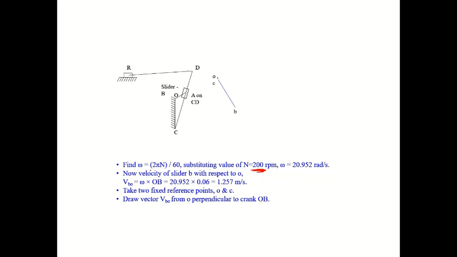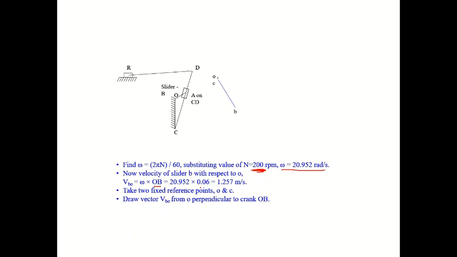Crank OA angular velocity is 2 pi N by 60, and we got the angular velocity of OA as 20.952 radian per second. Now the velocity of OB will be angular velocity into link length. 20.952 into what is the link length? Go to the question, it is given. Link length is 60 mm.